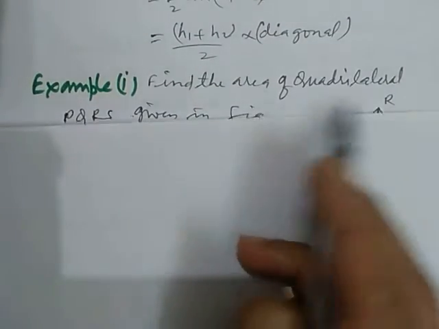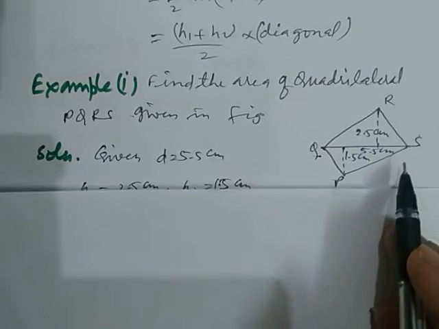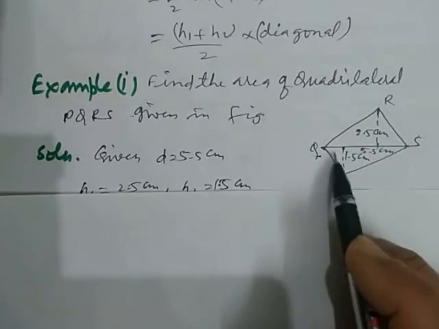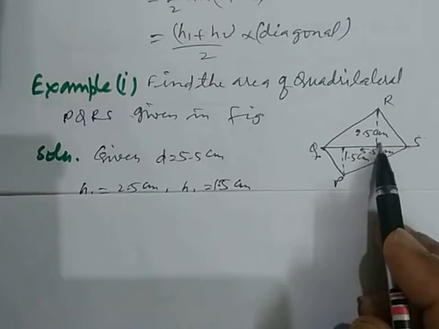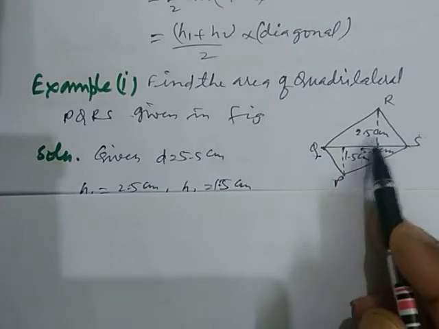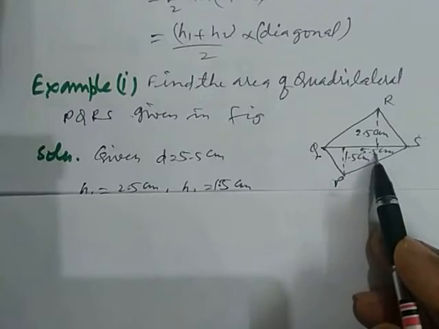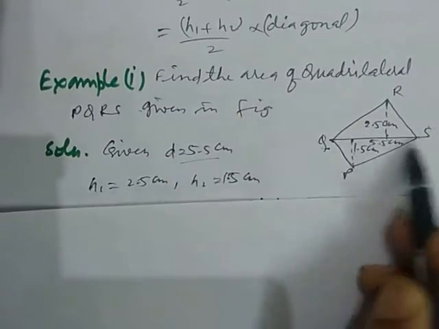Example 1. Find the area of quadrilateral PQRS given in the figure. This is the quadrilateral PQRS. This is the diagonal, as we learned here, and these are the heights given to us: 2.5 centimeter, 1.5 centimeter, and the diagonal is 5.5 centimeter. So the given diagonal is 5.5 centimeter.